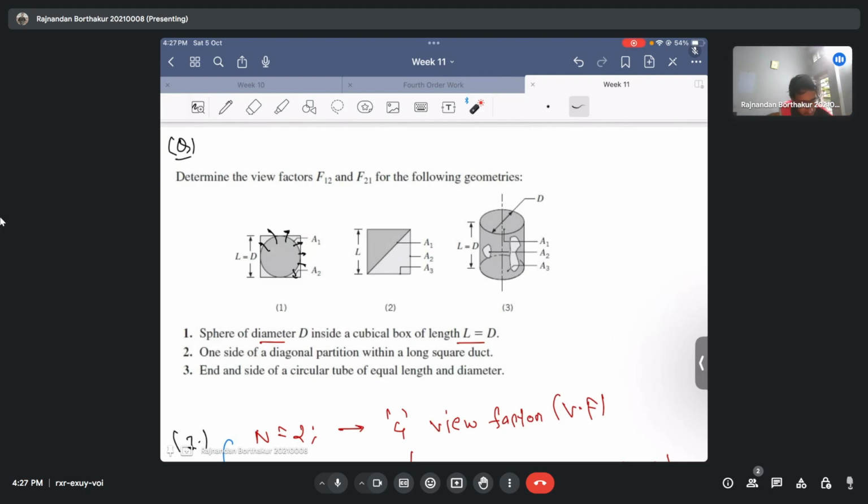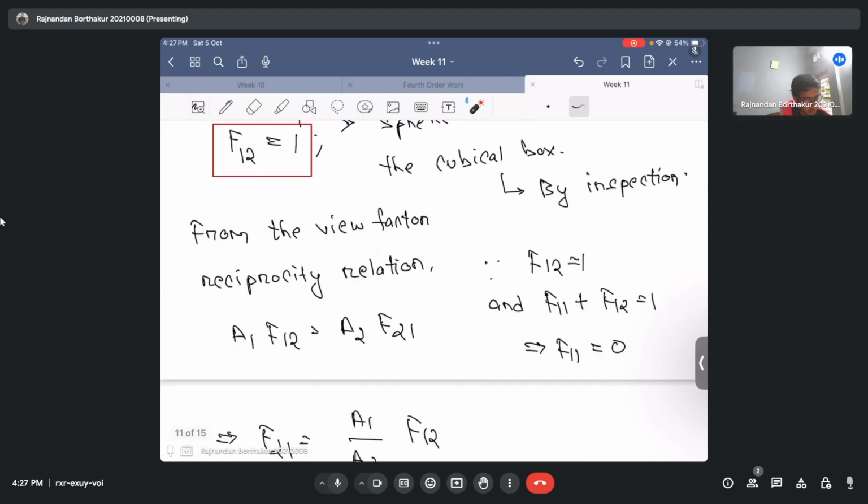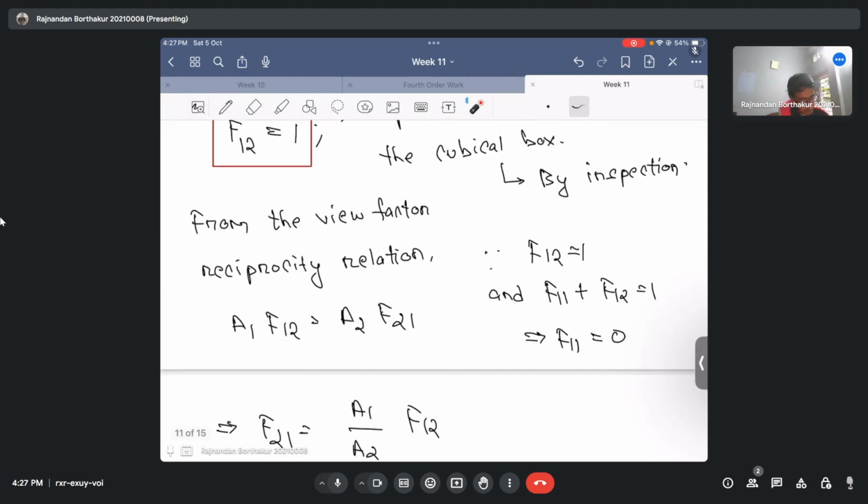And that's obvious, right? Because it is just radiating heat outside, so there is no possible way that the radiating heat leaving the surface will fall on the surface. And that's why this F11 has to be equal to 0. So this is another view factor that we can see.